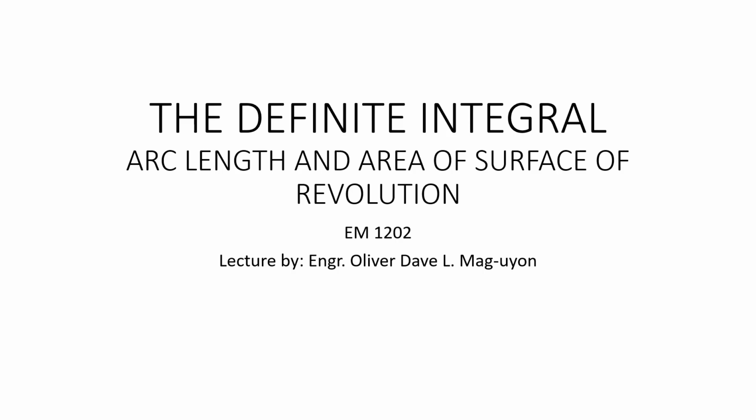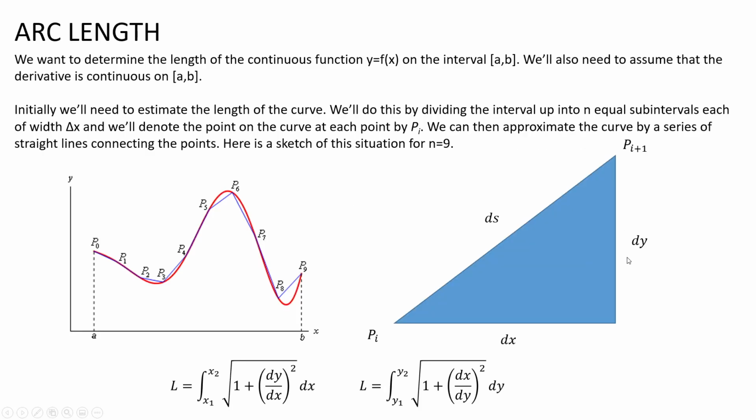So the volume was generated by rotating the area, but this time we're going to rotate the arc length for us to generate a surface area. I think that's what is new here in this topic. So let's go straight to the formula. The formula is this one.